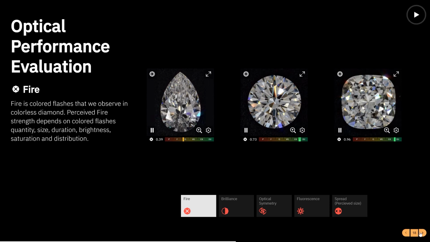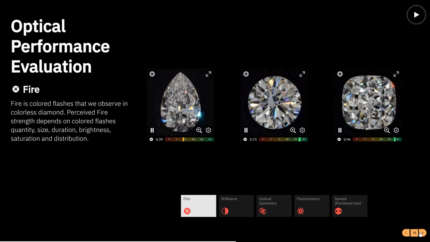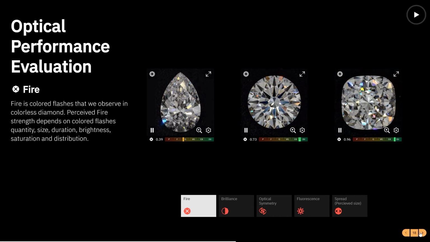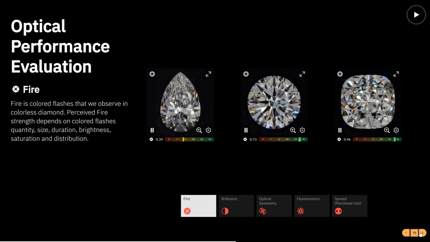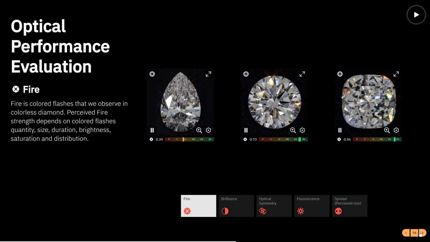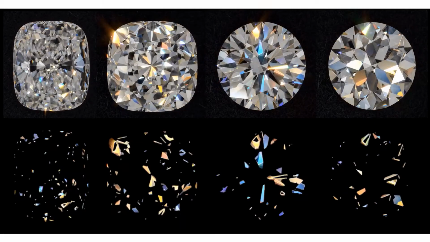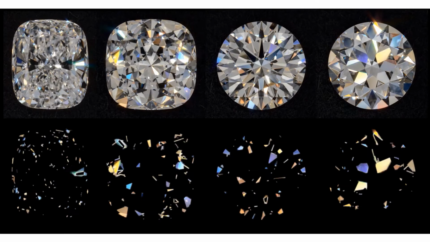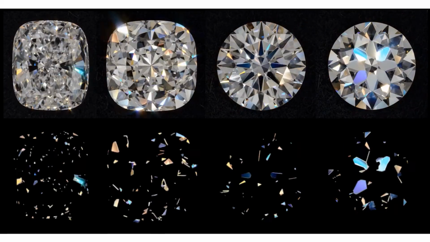Fire is colored flashes that we observe in colorless diamonds. Perceived fire strength depends on colored flashes quantity, size, duration, brightness, saturation and distribution. This slide helps you understand how the fire score is arrived at.